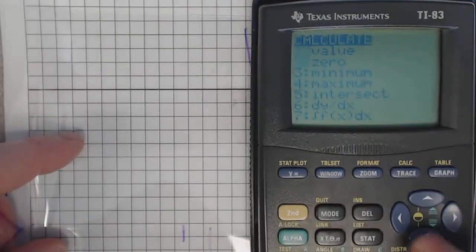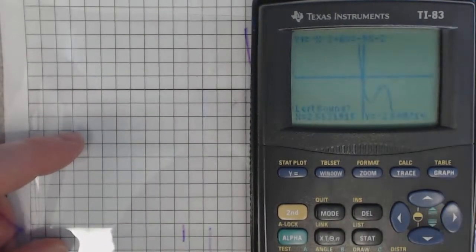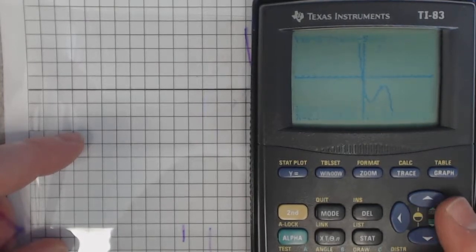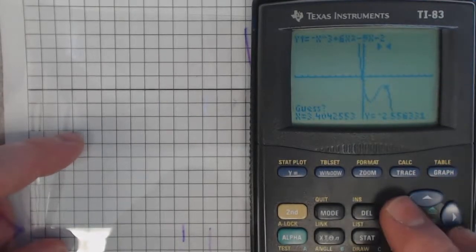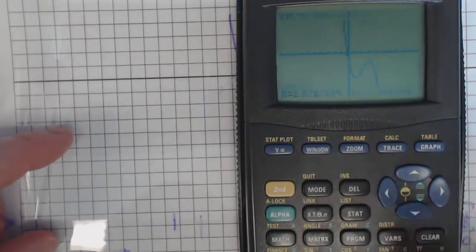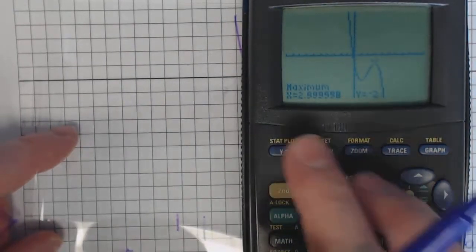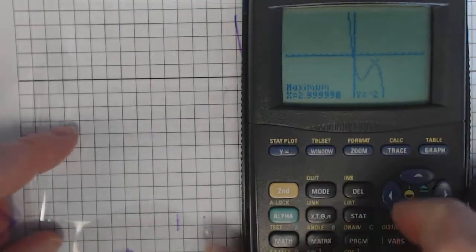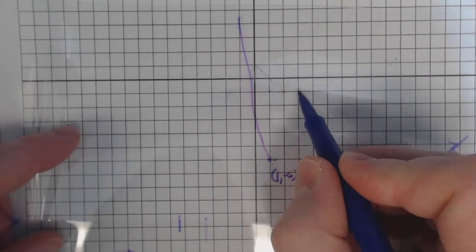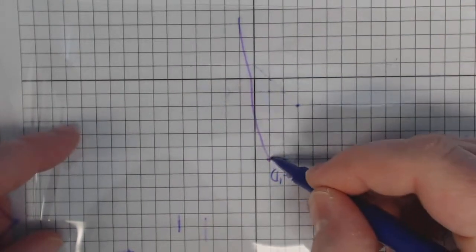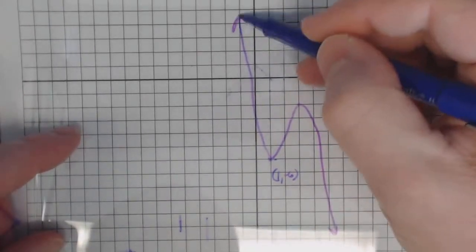Second trace, maximum. The left side of it will be right about there. The right side of it will be right about there. I'm hitting the left and right buttons. And that's my best guess, that the maximum occurs at, I want to round here, (3, -2). 1, 2, 3, right there. It curves up, and then it goes back down to negative infinity.